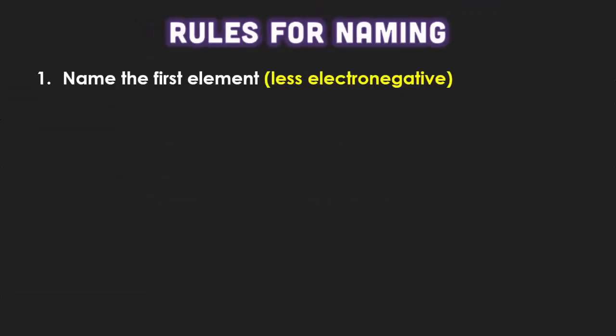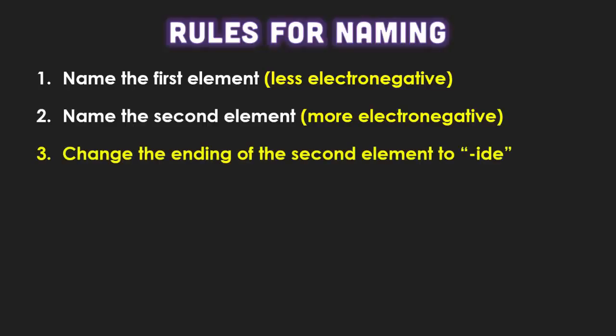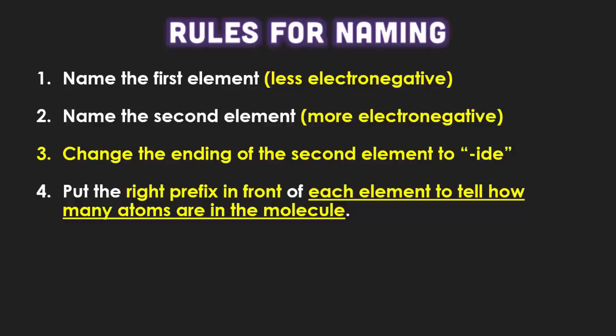So the rules are incredibly simple for naming. You're going to find the less electronegative element. That's a nonmetal. That one is going to be named first. Then you find the other one, which you're bonding with, which is obviously going to be more electronegative. And the ending of the second will be reverted back to "-ide", very much like ionic. However, you have to put the right prefix in front of each element to tell how many atoms are in that molecule. But there's a catch.